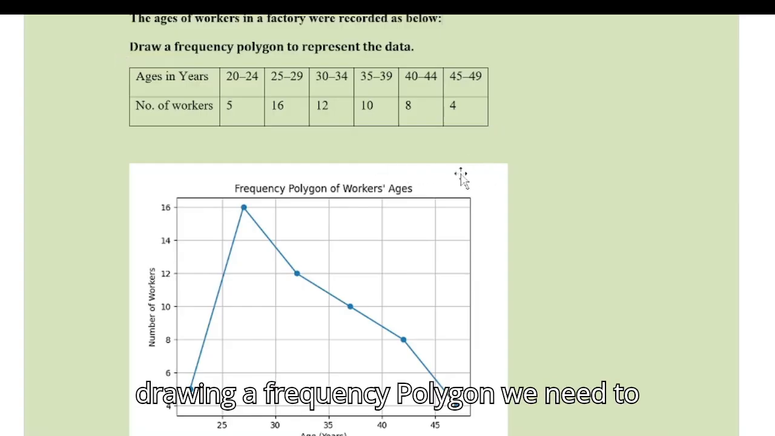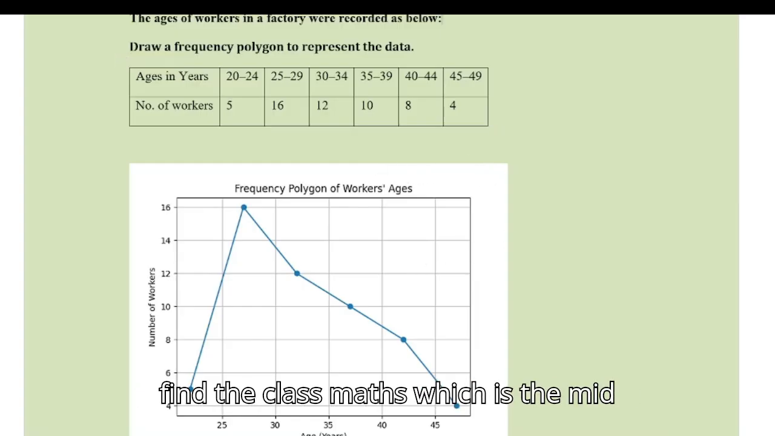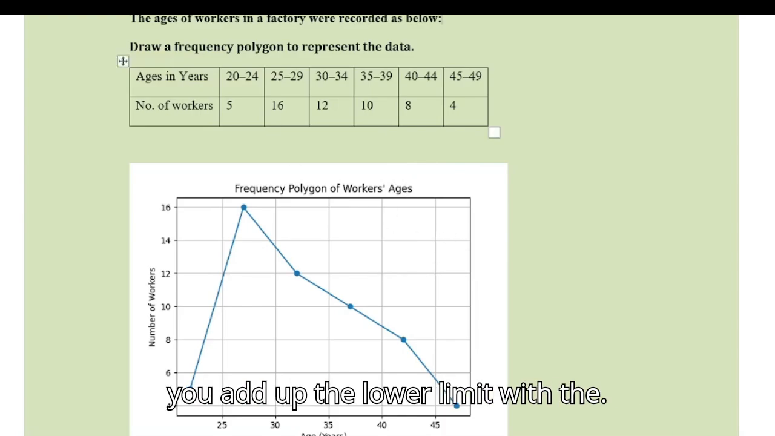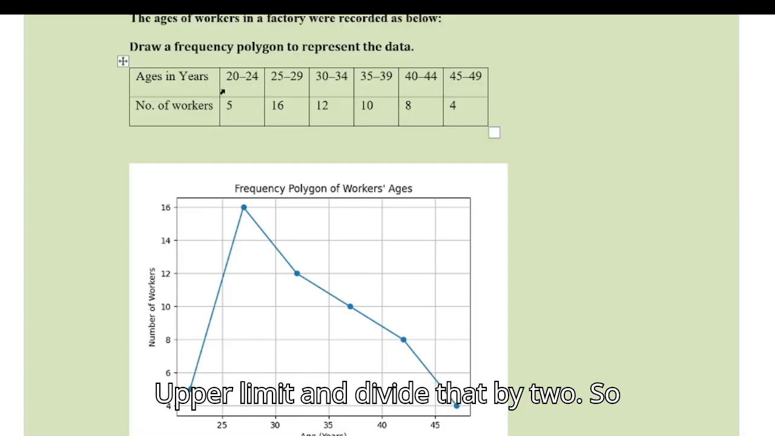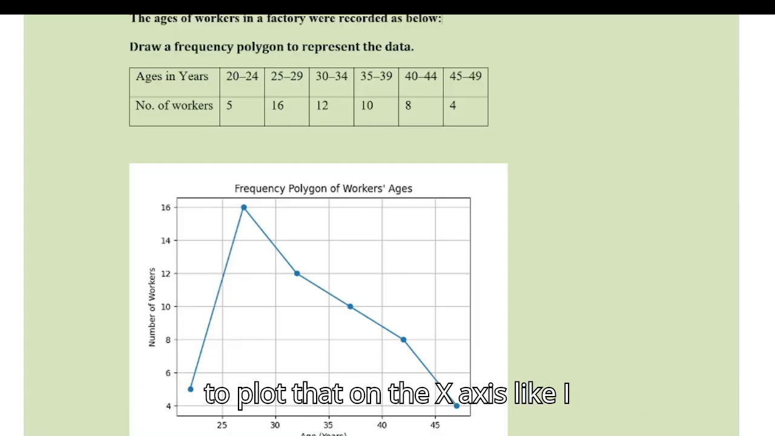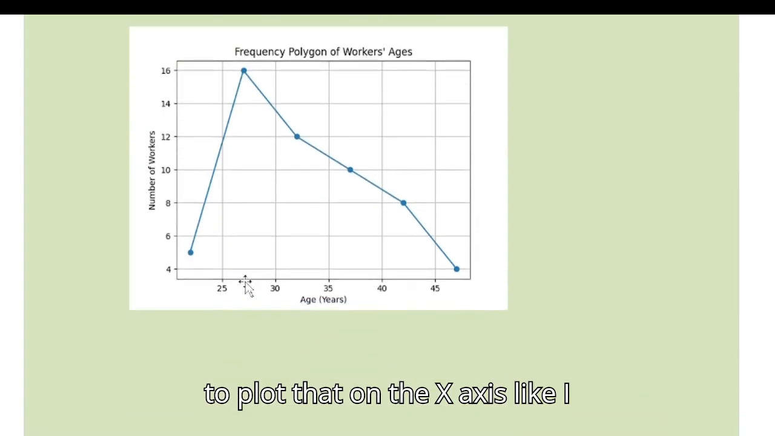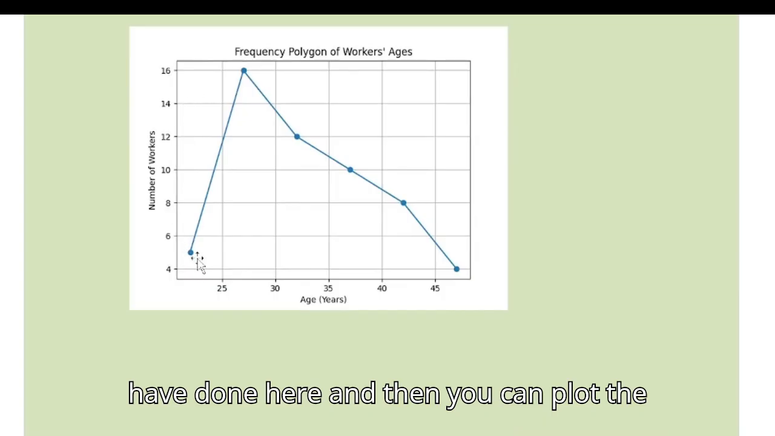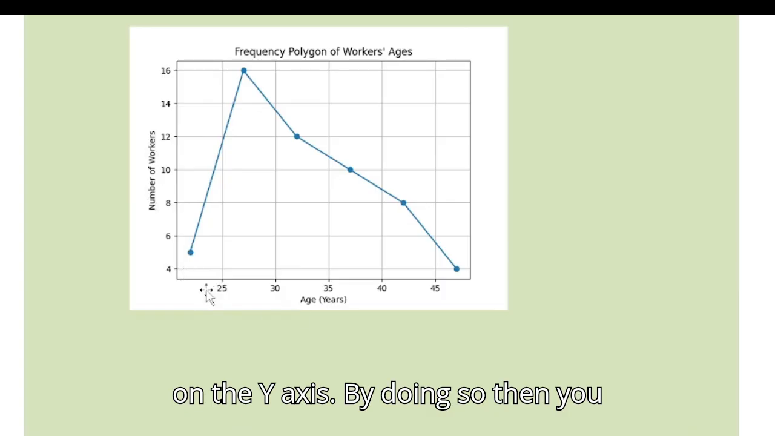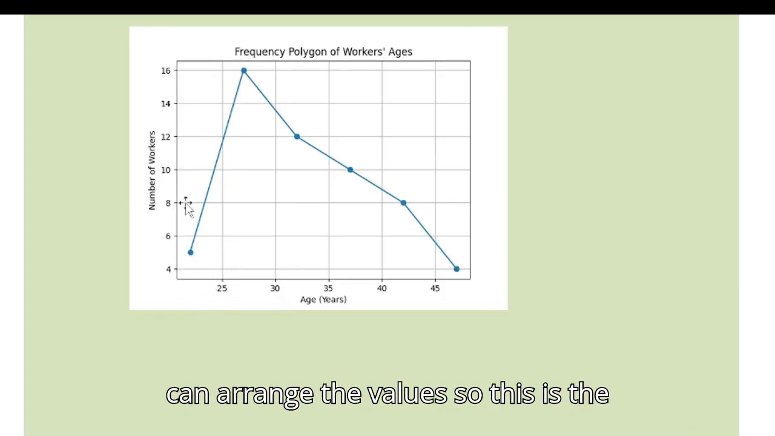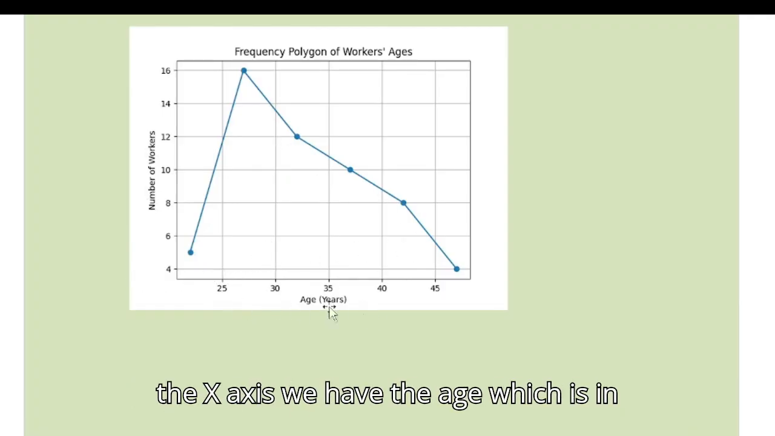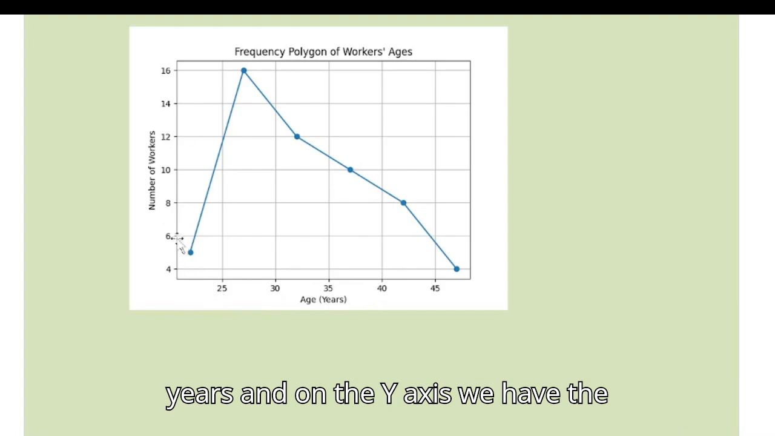So for drawing a frequency polygon, we need to find the class marks, which is the mid value. And in order to find the mid value, you add up the lower limit with the upper limit and divide that by 2. So when you get the mid value, you are going to plot that on the x-axis like I have done here. And then you can plot the frequency, which is the number of workers, on the y-axis. By doing so, you can arrange the values. So this is the frequency polygon of the workers' ages. On the x-axis, we have the age, which is in years, and on the y-axis, we have the number of workers.